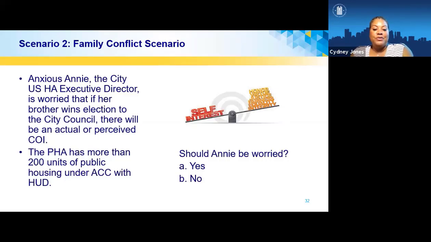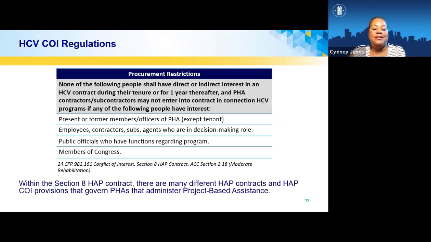All right, let's see what the group has said. Great, most of you were listening to Margaret. The answer is yes, she should be worried, because if Annie's brother is elected to the city council, this will constitute an immediate conflict of interest under Section 19 of the ACC, since city council members must exercise functions and responsibilities with respect to the PHAs under state law. Now, again, we're going to talk a little bit more about conflict of interest, and we can go to the next slide. We can request a waiver from HUD in a circumstance like this.